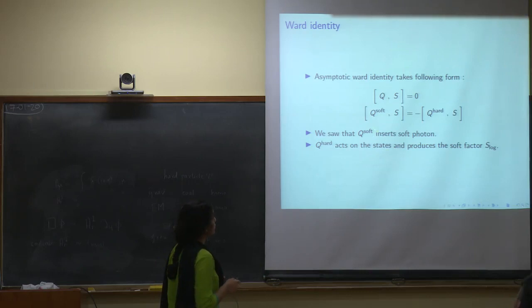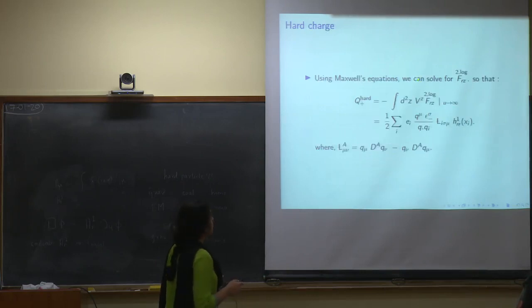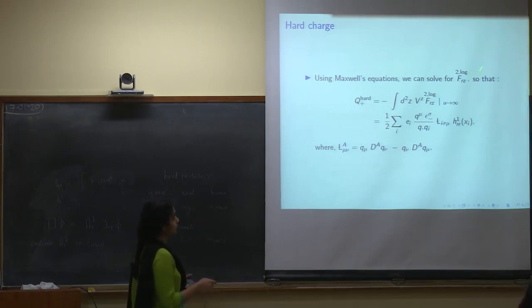Yeah, so this inserts the soft photon, and this hard charge should act on the states and produce the soft factor. Okay. Now we have obtained one contribution to FRZ log that comes from the dressing of the hard particles, the scalars. And so then just solving for this FRZ, it turns out that this contribution can be written like this. This is the same operator that we saw in the soft theorem, and it's just this operator acting on HRR1.